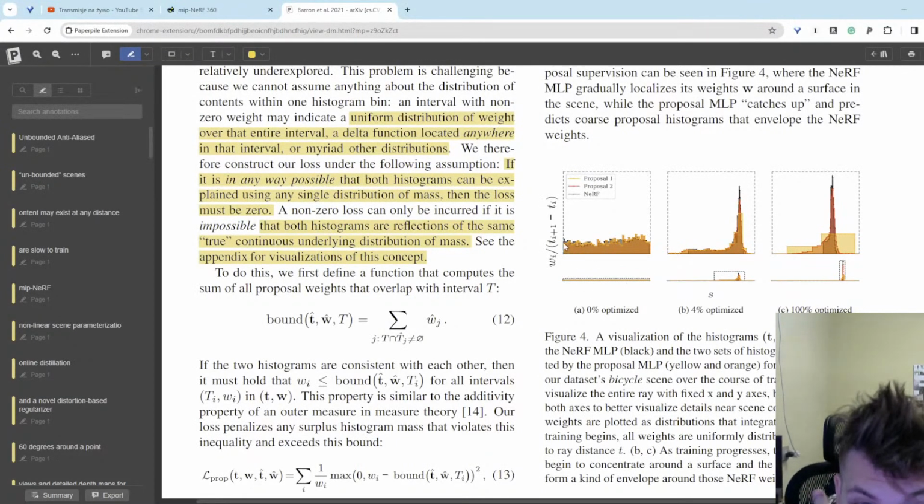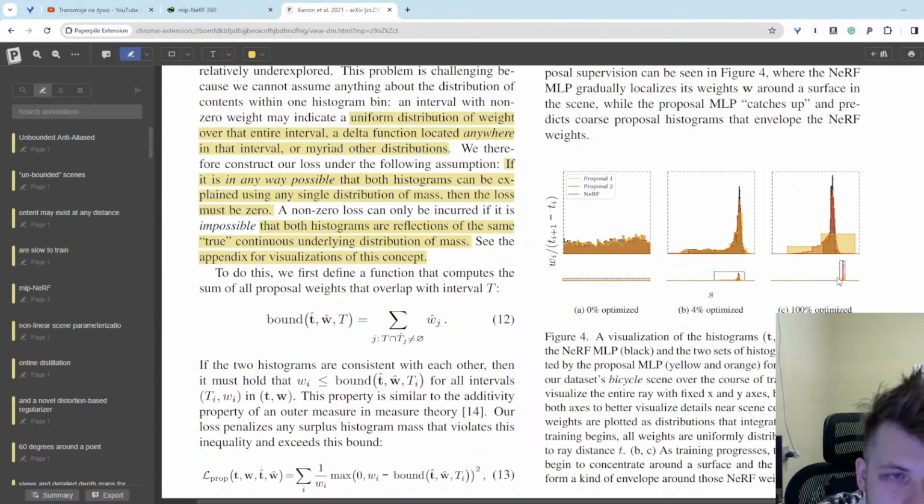Okay, so looking at the whole space, we see that this is randomly initialized. So these are our proposal, this is our NeRF, so it's uniformly randomly initialized. And then at 4% optimized, we see that all the density is mostly in this region, close to the surface, and the NeRF is showing this kind of delta function here with some additional mass here, and histograms are trying to approximate this over here.